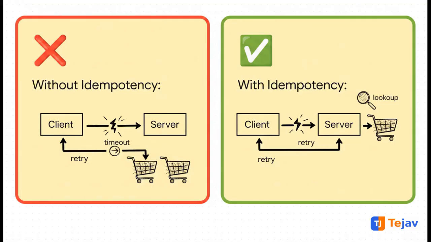And this comparison just makes it crystal clear. Without idempotency, every retry creates a new order. It's a total disaster for your inventory and for billing. But with idempotency, that first request creates the order, and any retry just looks up and returns that same original order. No duplicates, no chaos.